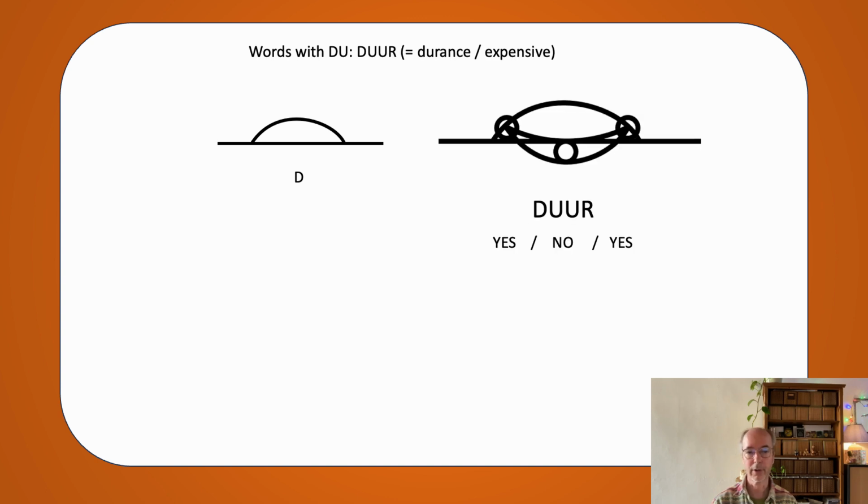Duur, or durance. The word also means expensive, which is strange because it seems to have nothing to do with each other. But what I sense immediately is that I have to make connection points at every point where something happens, so at the beginning, the middle and the end. And there I have to go down again because of the U. The U especially, it's double U, so I really have to have this region underneath.